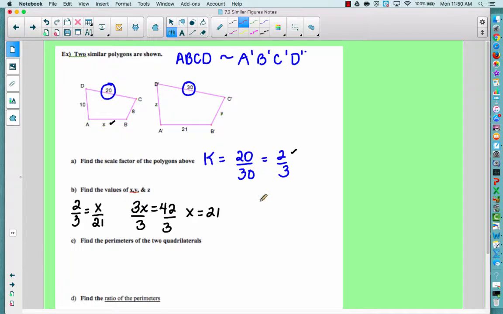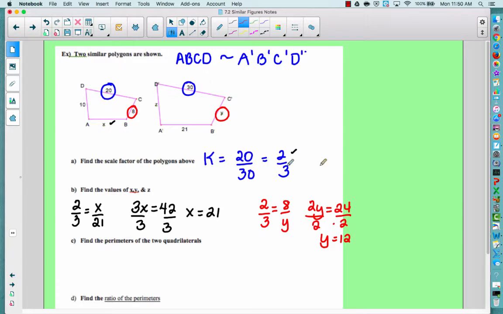All right, let's try another one. We take our scale factor of 2/3. We want to find y. So in our figures, we have 8 and y. So 2/3 equals 8 over y. We cross multiply and we get 2y equals 24. We divide by 2 and y equals 12.